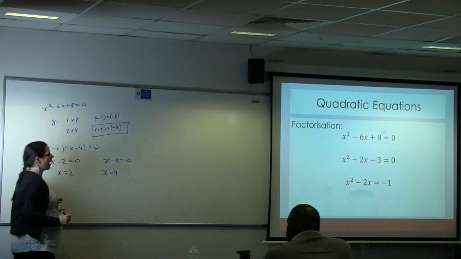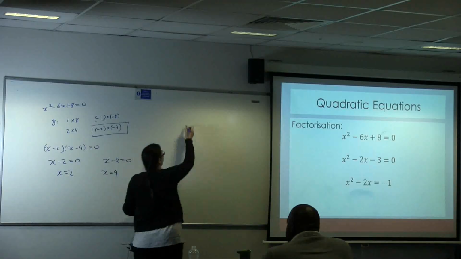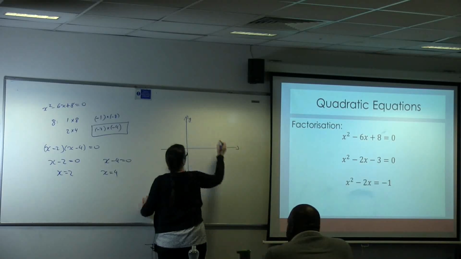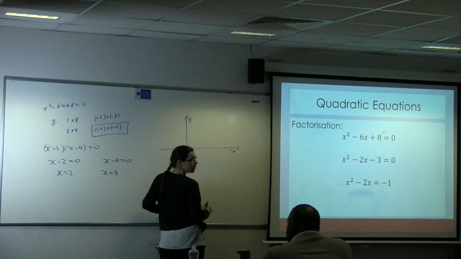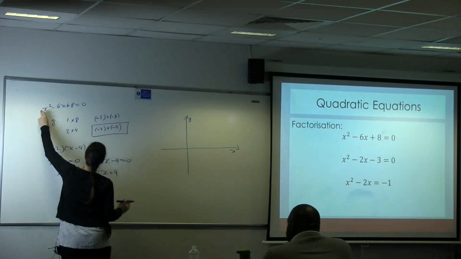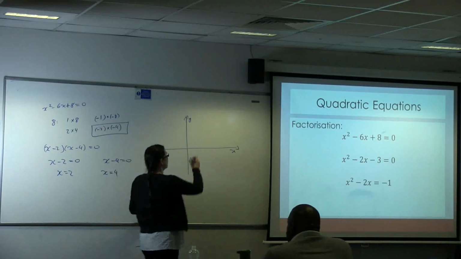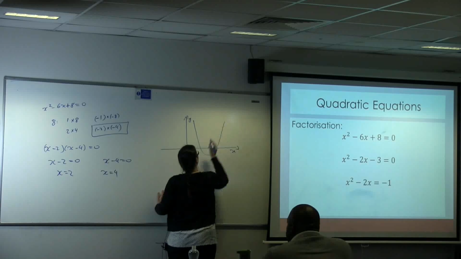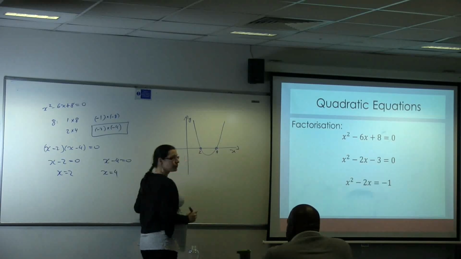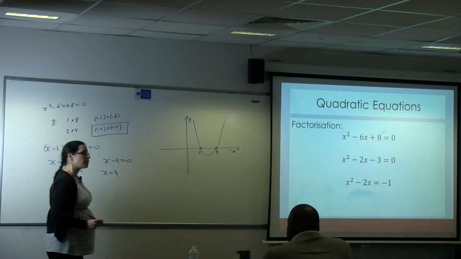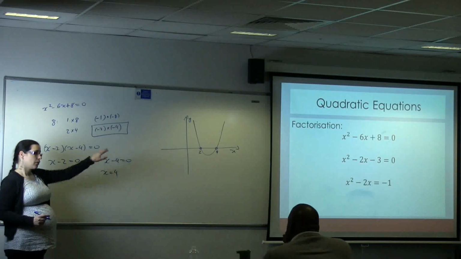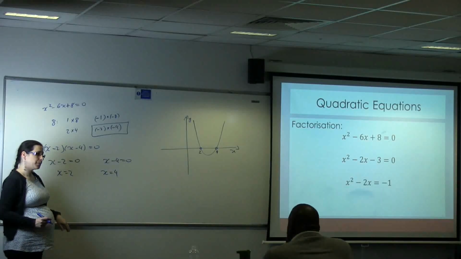So what we actually found is that you have a quadratic equation, a positive quadratic equation, because the x squared is positive, there's no negative in there. So that would look something like this. And this point is 2 and that point is 4. So that's what it means, solving them. That's what's going on in the background.